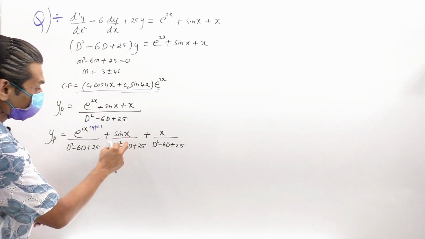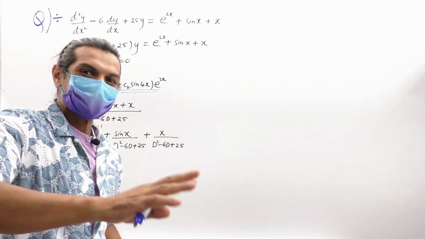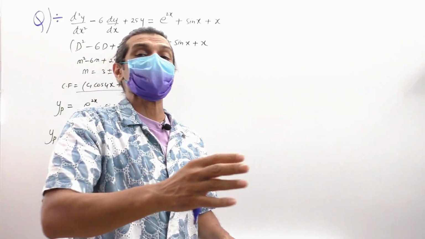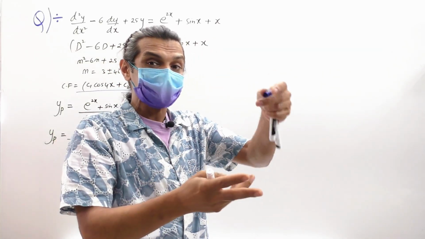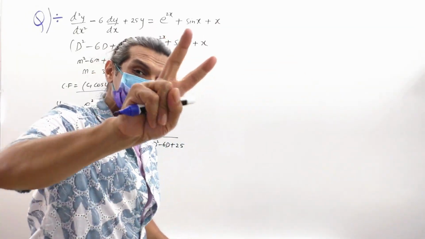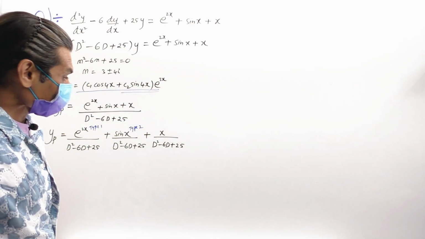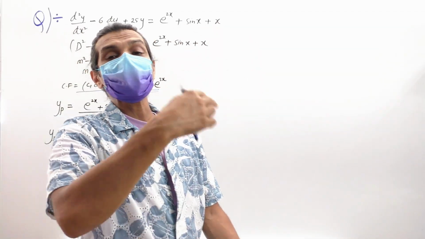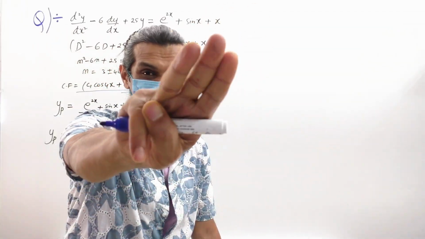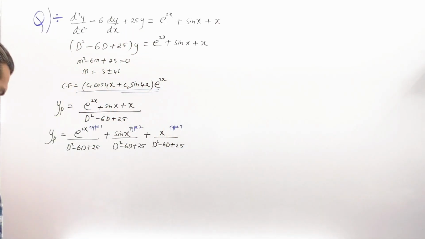Next, the second term is plus sin x upon D square minus 6D plus 25. The numerator is sine or cos x upon f of D. It is type number 2. Trigonometric function upon f of D is type number 2. This is my type 2. And lastly, x upon D square minus 6D plus 25. If the numerator is algebraic or a polynomial in the form of x, it is type number 3. That's it. Type number 3. Fine.